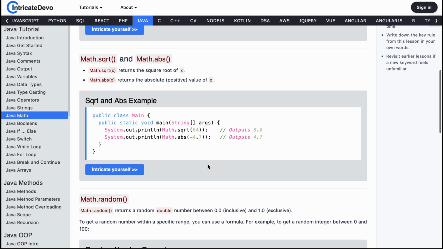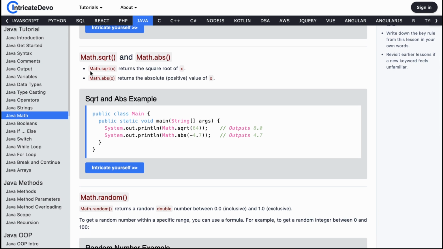Next, let's talk about Math.sqrt and Math.abs. Math.sqrt calculates the square root. One thing to keep in mind here, it always returns a double. So if you pass in the integer 64, it won't just give you 8, it returns 8.0.